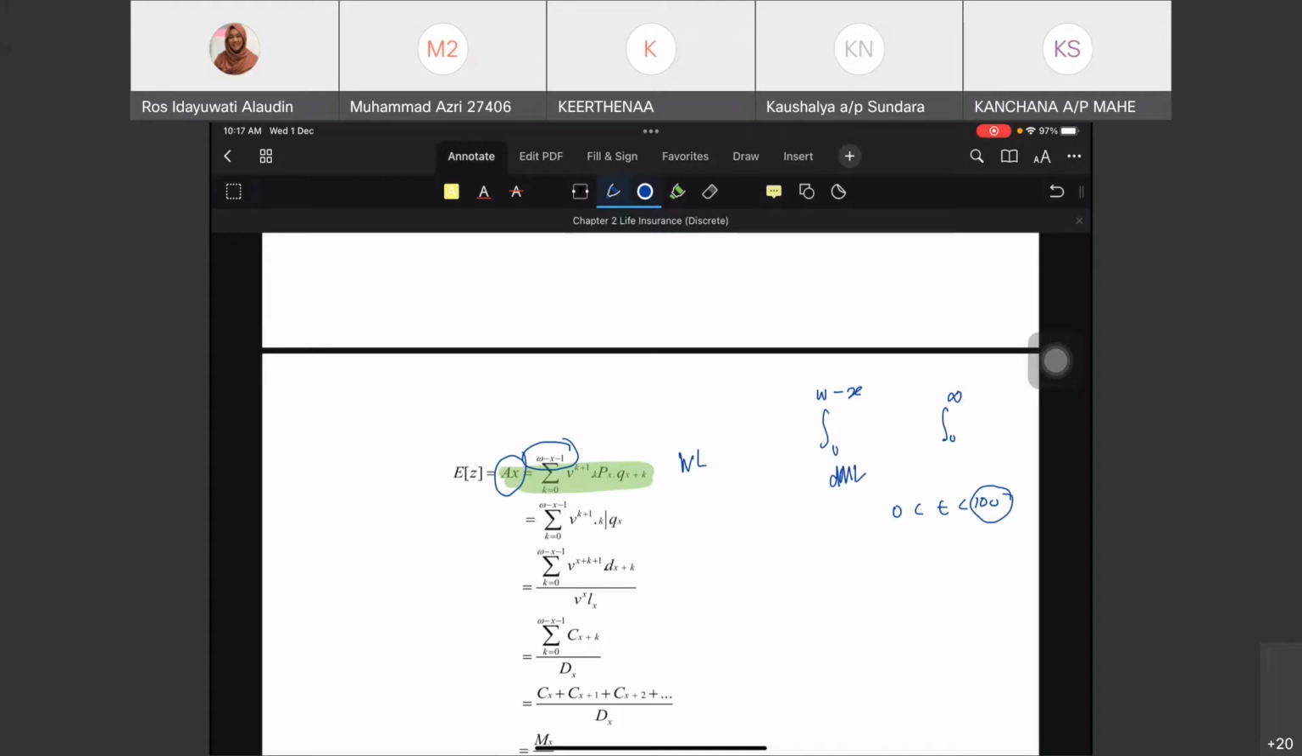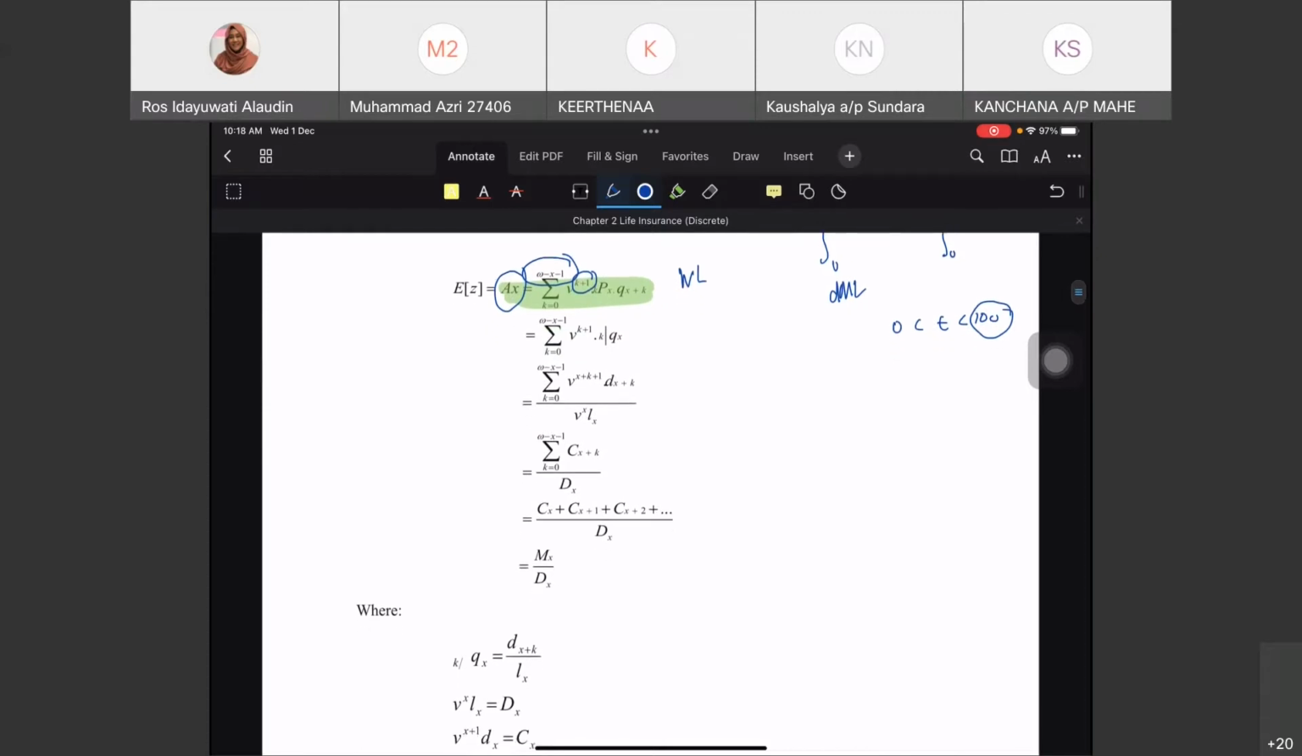So you put 100. For the discrete case, the upper bound is the same as de Moivre's law, omega minus X, but you have to put minus 1 because we start from K plus 1. So 0 to omega minus X minus 1.